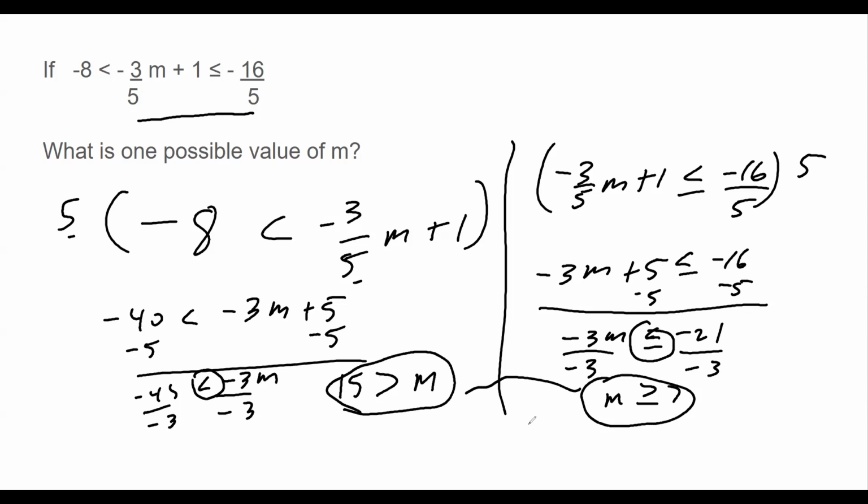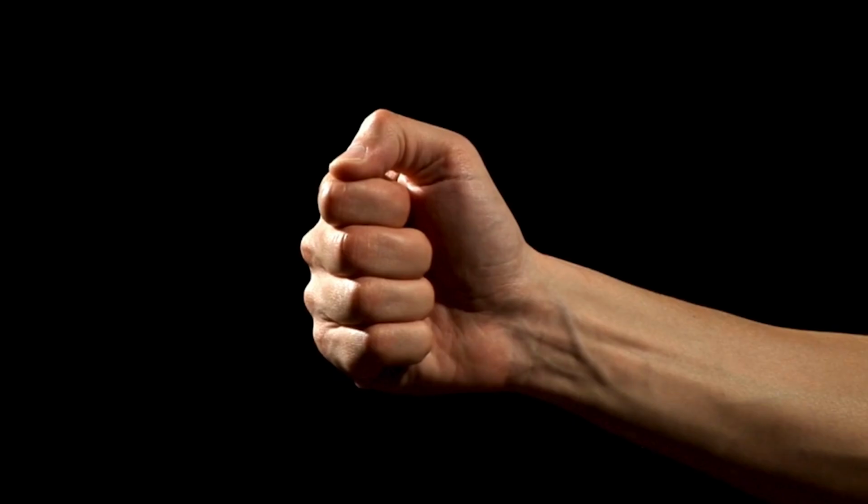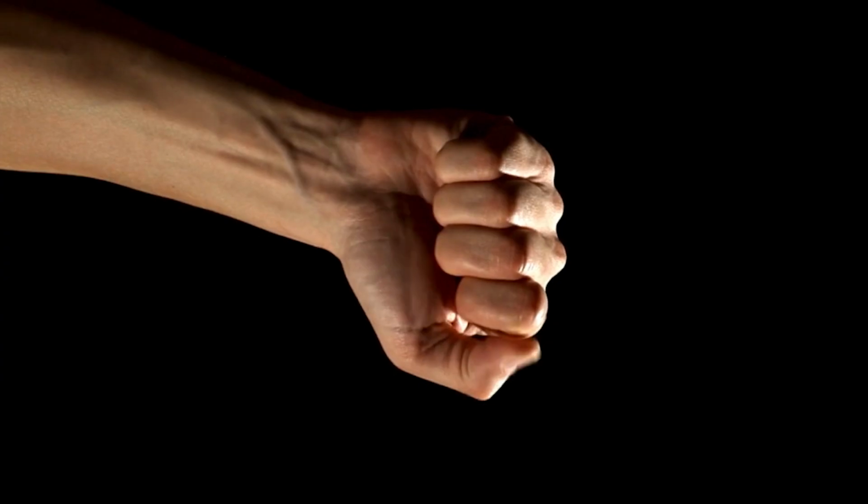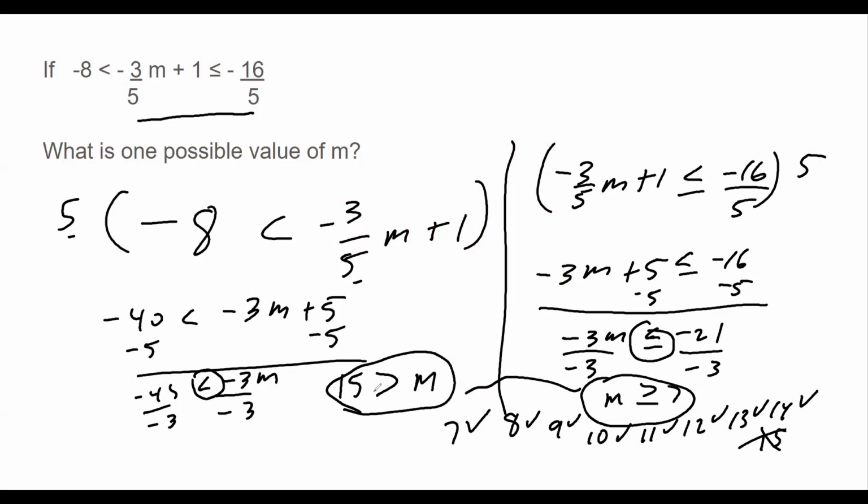So let's go through it. Could 7 work? Yeah. 7 is the same as m. It's the equal, and it's less than 15. 15 is bigger than that. Does 8 work? Yes. Does 9? Yes. Does 10? Yes. 11? Yes. 12? Yes. 13? Yes. 14? Yes. 15? No, because it's not equal to it. So m has got to be less than 15.